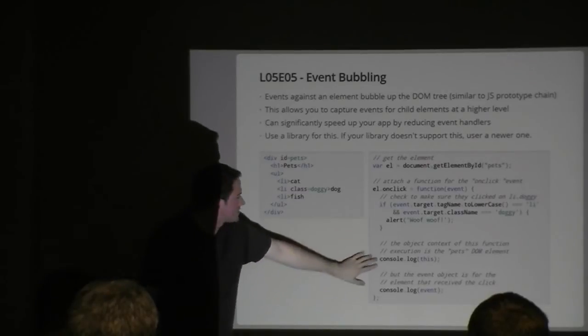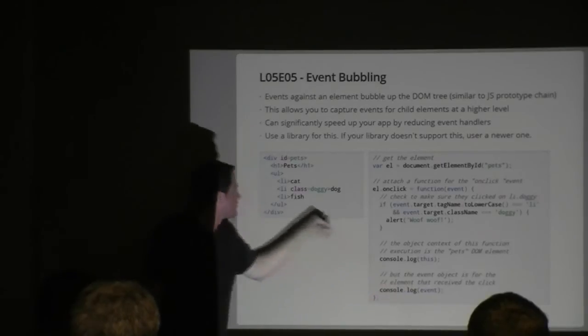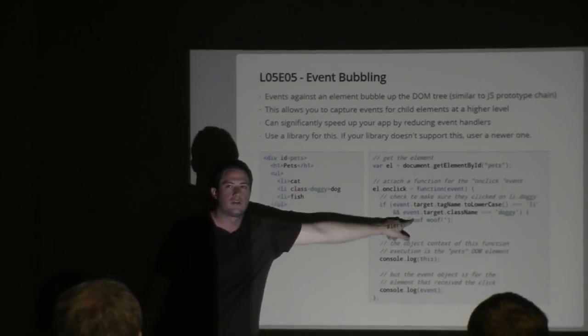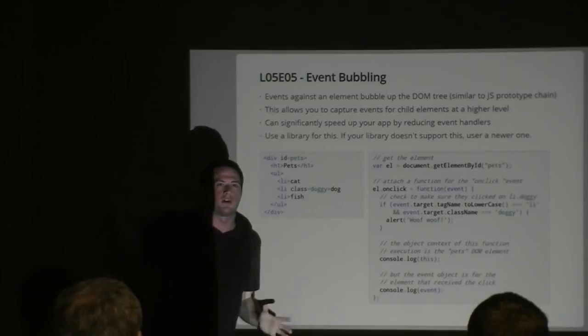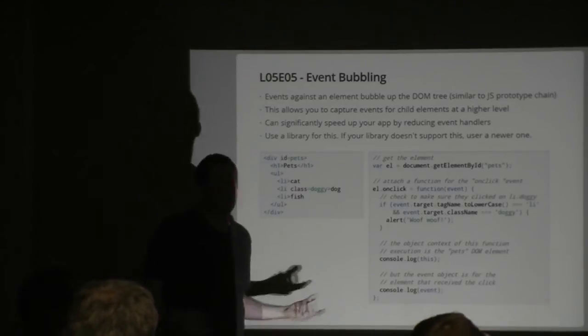So again, the context of this is the element that it was on, but the event would be for this. Right? See, I'm doing event.target. Makes sense. Who's with me on this? Who's got it? Okay. I feel like you guys probably knew this all coming in.